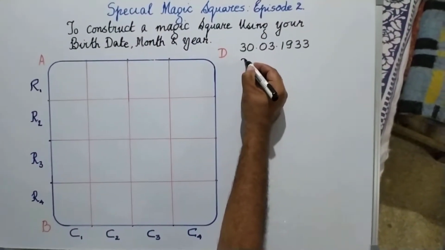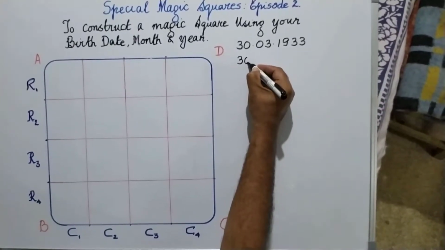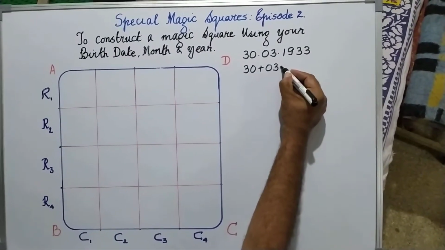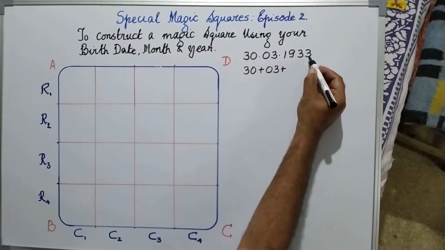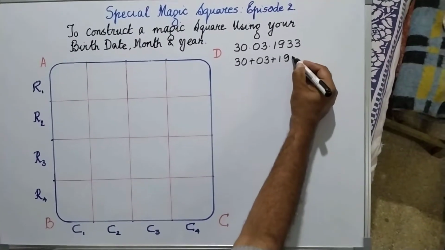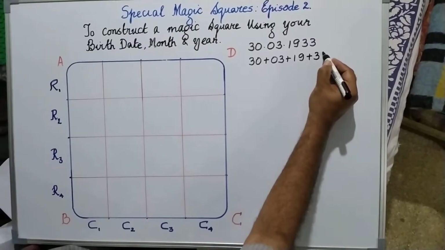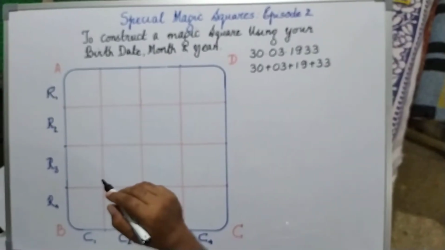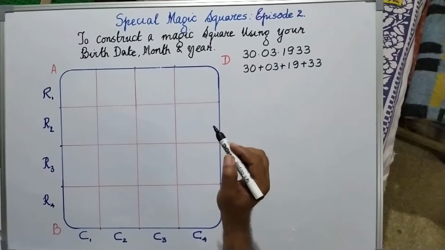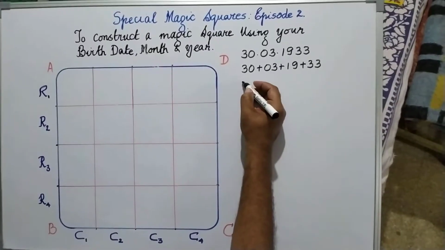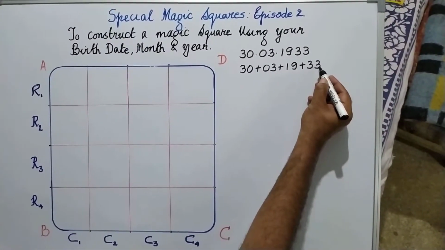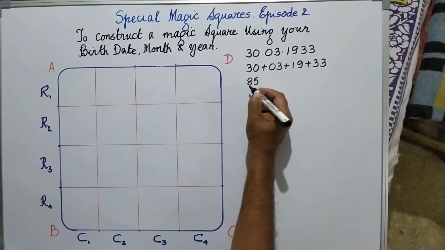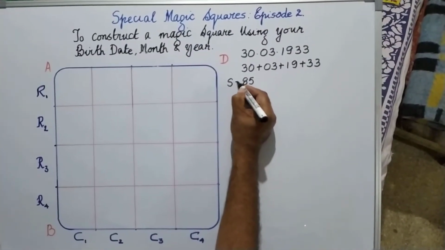If I add 30 and 3, and this year 1933, I'll take it as 19 and 33 separately, because I am constructing a 4 by 4 magic square and I have 4 grids in each row and column. And if I add all these 4, I will get the sum as 85, and that will be the magic sum.